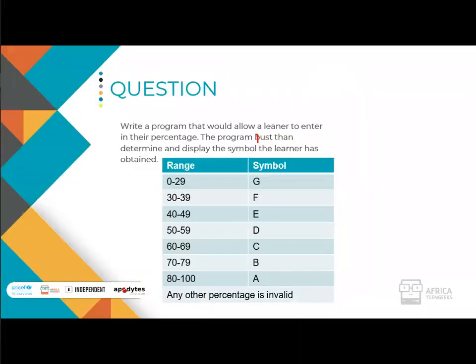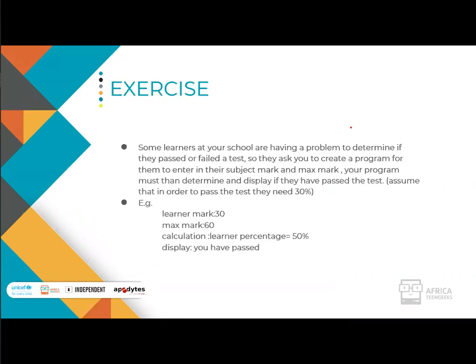Next part. The next part of code, I'm going to leave a little exercise for you to do and we can come back to it later on. But if we look at this exercise, some learners at your school are having a problem to determine if they passed or failed a test. So they ask you to create a program for them to enter in their subject mark and the maximum mark. Your program must then determine and display if they have passed the test. Assume that in order to pass the test, they need 30%.